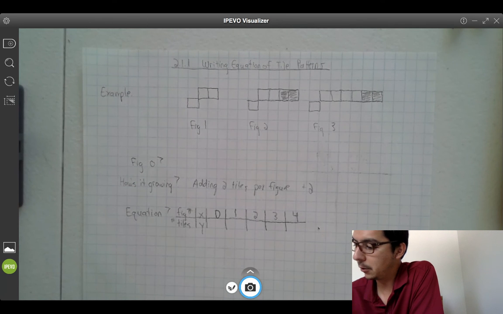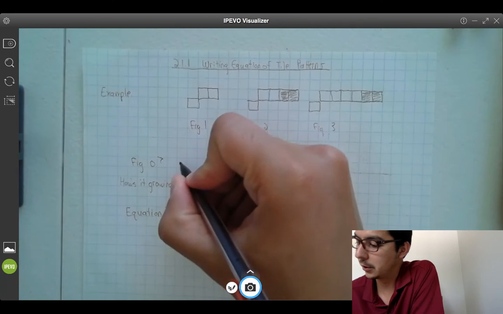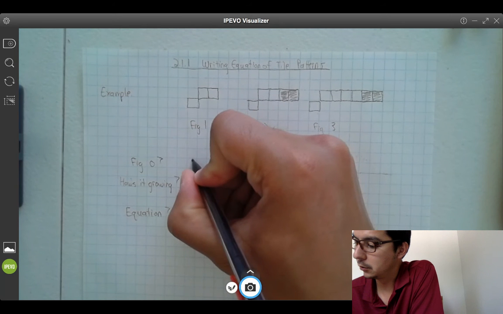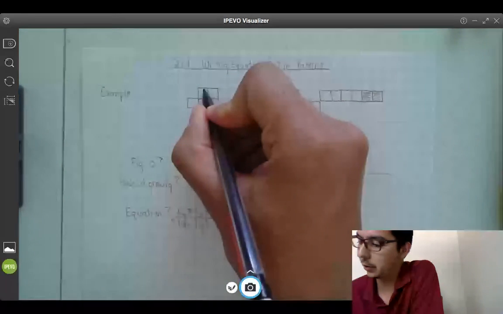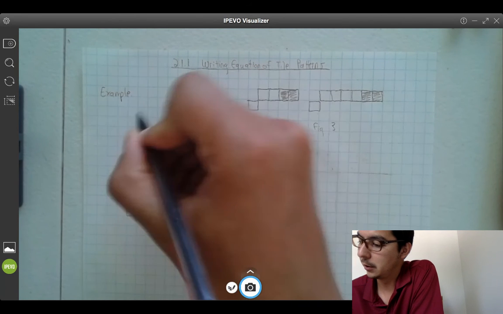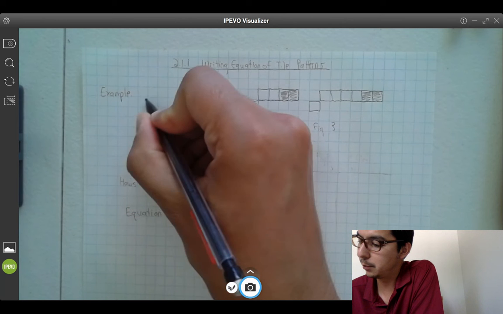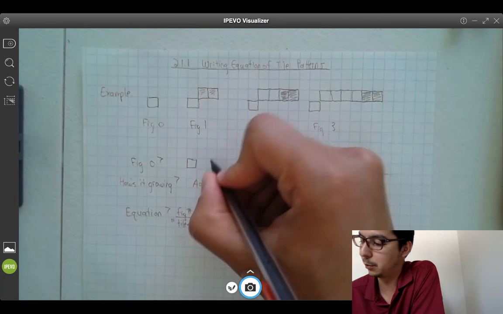What's figure 0 here? Well, if we were to take away these 2, figure 0 would just look like a tile, right? If we took these 2 away, figure 0 would just be that singular tile. So there'd be 1 tile.